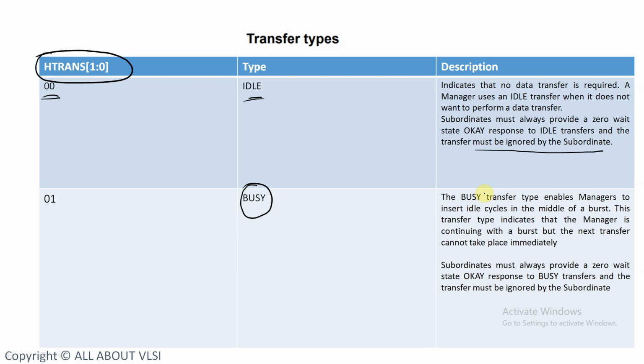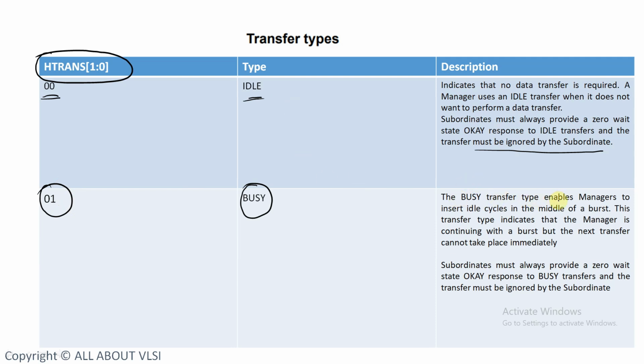Like that, the master is also inserting idle states, or you can say wait states, by asserting HTRANS to 0 1. So if HTRANS is equal to 0 1, the slave will come to know that the master is busy. This is how the master is going to tell the slave whether it is busy or it is idle.